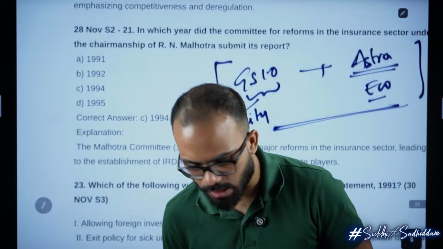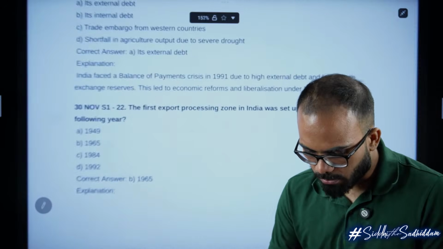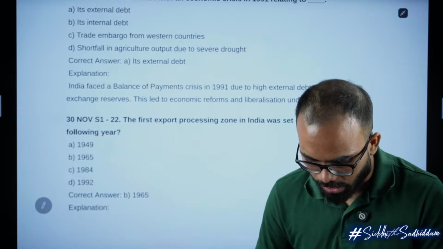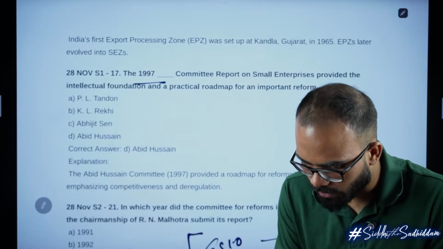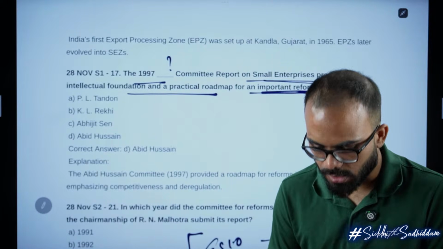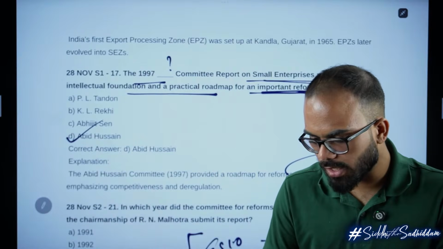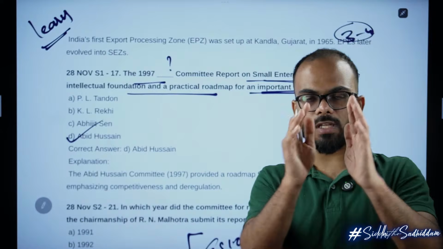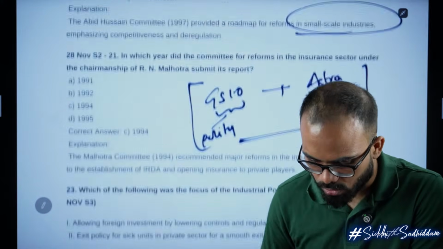Now, for this particular topic, I'll explain. This is a PYQ document, which will be provided to you. In this PYQ document, there are a couple of committees. For example, the 1997 committee report on small enterprises that provided a roadmap for reforms. The committee is the Abid Hussain committee, which spoke about small industries. There are 3 to 4 committees. Please learn the committees from this document. The document will be uploaded to you after the completion of the class, so please go through the PYQ document.